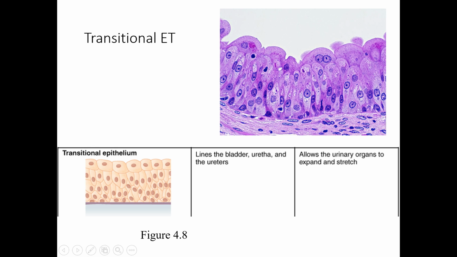This one lines the bladder, urethra and the ureters, and it's stretchable. Its main function is to stretch, allowing the urinary organs to expand. For example, our bladder stretches when it's full of urine.